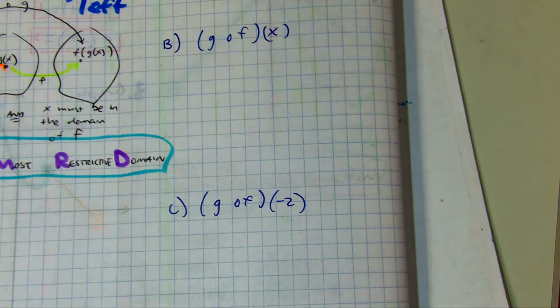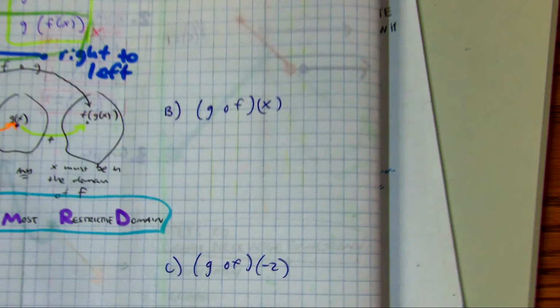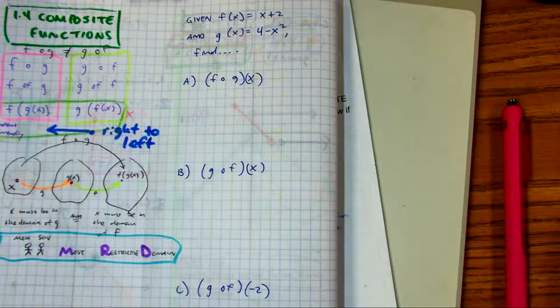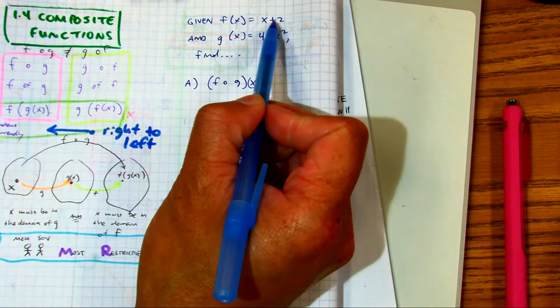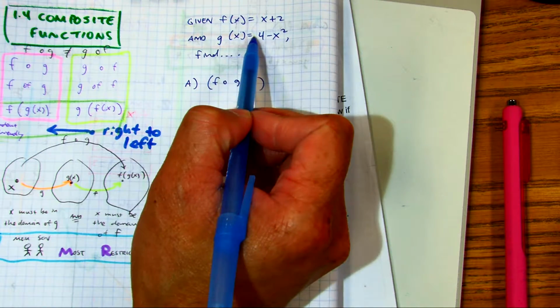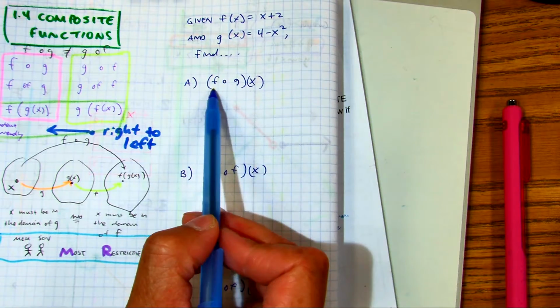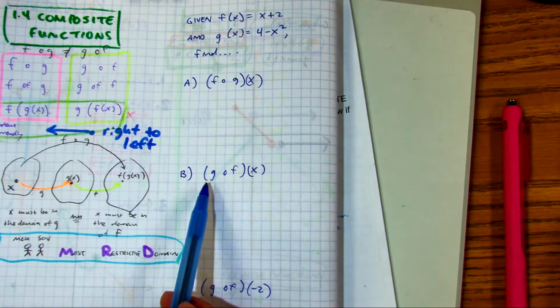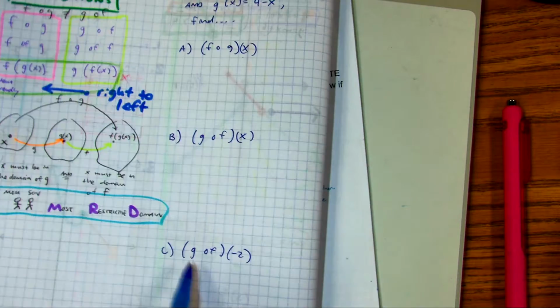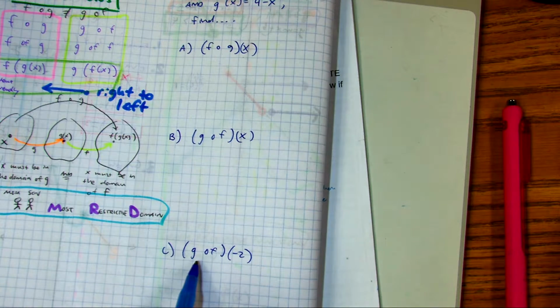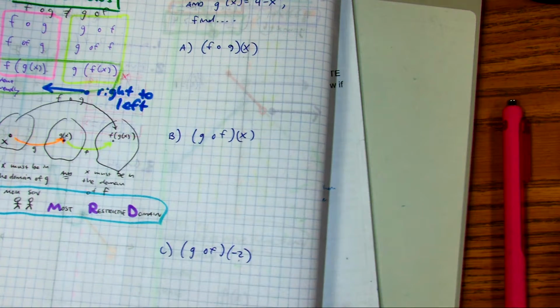Morning. Alright, so I have three examples here of composite functions. It says given f of x is x plus 2 and g of x is 4 minus x squared, find f of g of x, g of f of x, and that says g of f, but evaluate it at -2. Okay, let's do the first one.